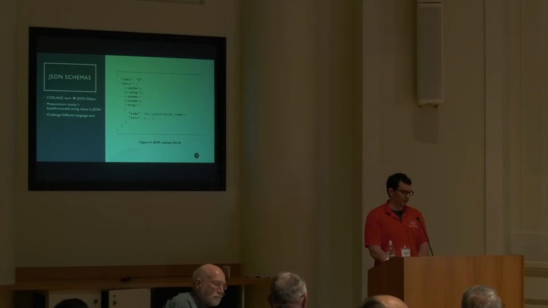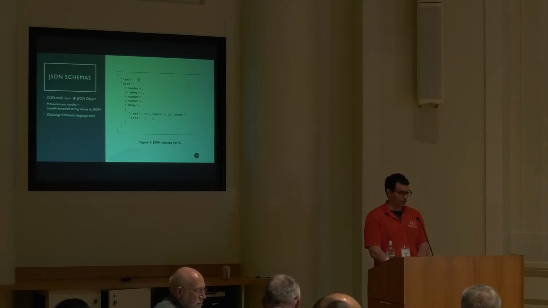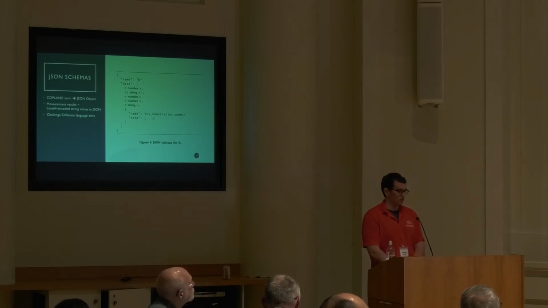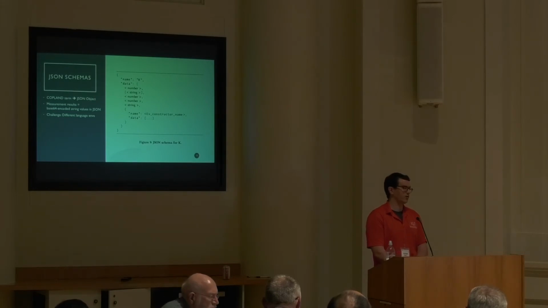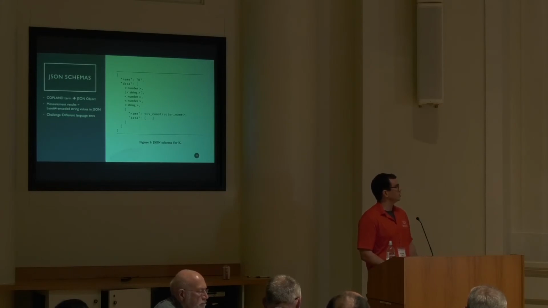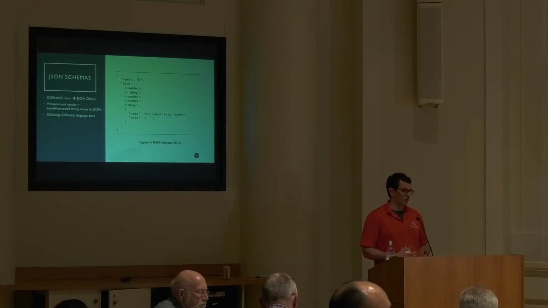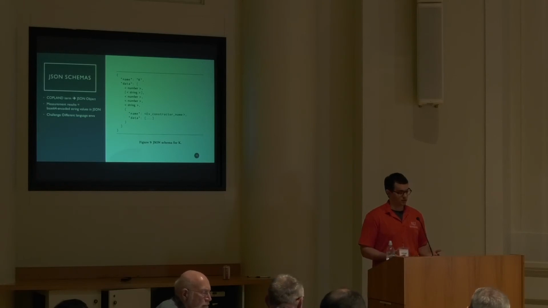I wanted to show one example of how we represent Copland terms and evidence in JSON. So this is an example of the result of a kernel measurement as a JSON object. And there's not too much going on here. I should say that one interesting choice we made was, I don't know if you're familiar with JSON, but there are basically three types of objects you can use in JSON. You can use numbers, strings, and objects. And so in order to represent binary data, we had to choose a way to encode binary data in the existing JSON infrastructure. So we just chose to use base64 encoded strings.